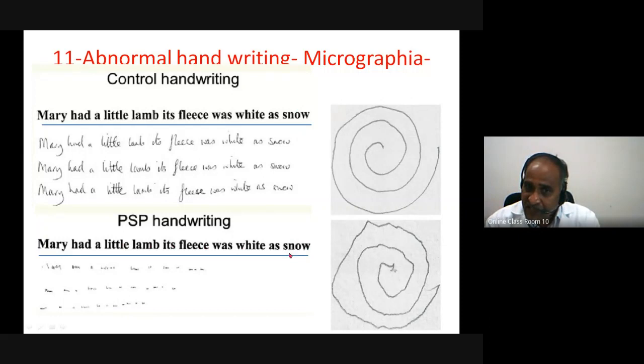I have taken the blue lines to indicate the timing. So you just see that this is what the Parkinson's patient has written. You just see that.